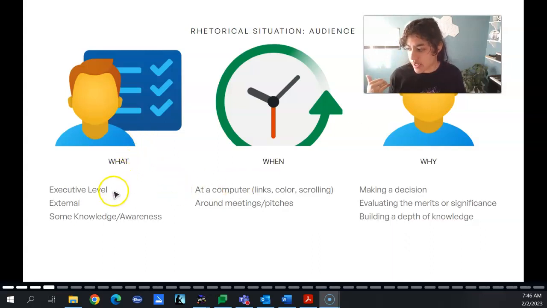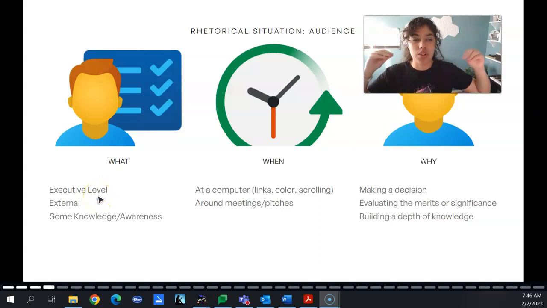As far as our what, the person that's going to take the time to actually read your formal documents often ends up being very high level, like executive level people. It's the decision makers in your company, or some sort of external person. Maybe you're trying to get a client, or you're submitting for grant funding. Either way, they tend to be higher level, executive level decision making people.